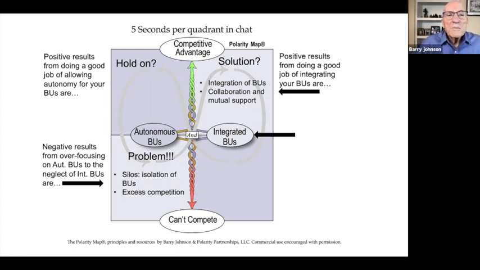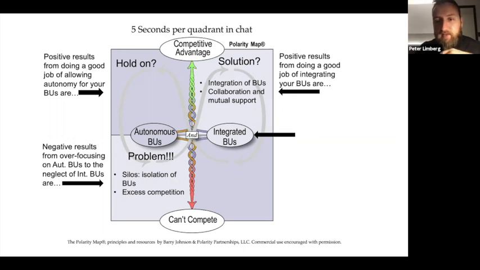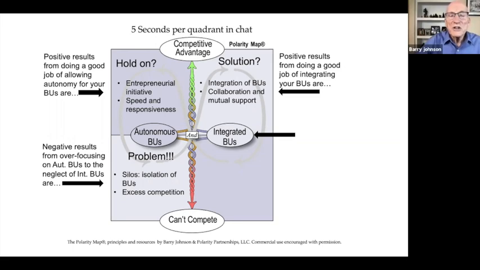So what would be the positive result from doing a good job of allowing autonomy for your business units if you're located in 46 countries? This is a key part of their culture that caused them to have autonomous business units in the first place. What are the positive results for autonomy of your business units? Go. Activity, agility, speed, freedom. Yep, exactly. Bingo, you got it. Okay, so speed and responsiveness, agility, entrepreneurial initiative, et cetera, everything you said.